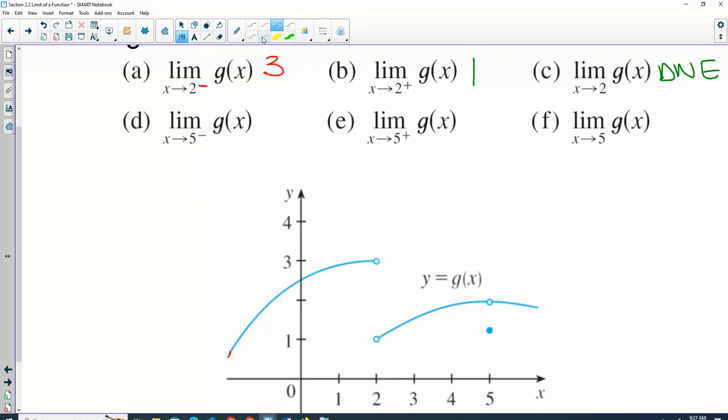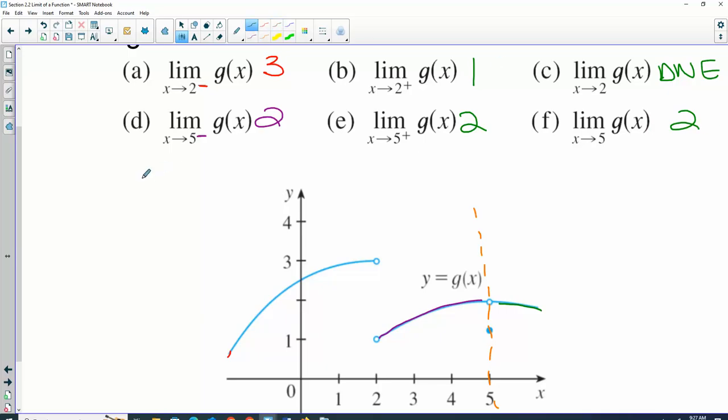I want to be approaching 5. So here's 5. If I'm approaching 5, the negative says from the left. So my x's are smaller than 5. What y is this getting close to? 2. From the right, if my x's are bigger than 5 and I'm coming in, what y are we getting close to? 2. So overall, if I'm coming from both directions at the same time, where do I meet up? 2. Because the left and right match, so we do have the overall limit.